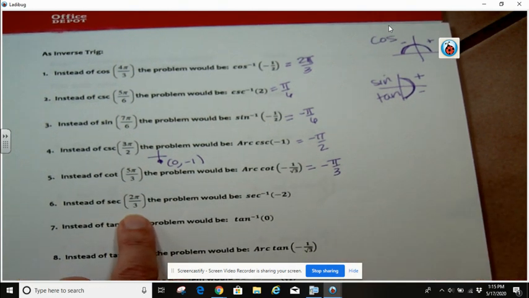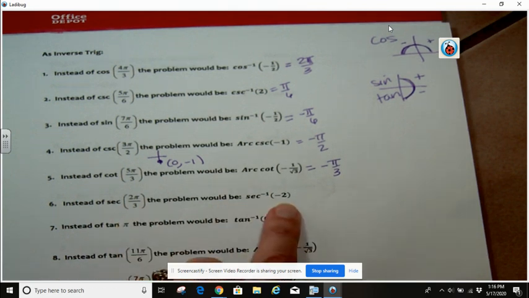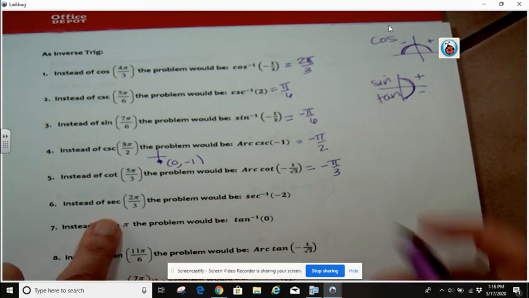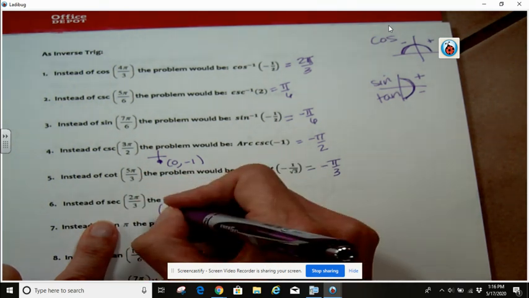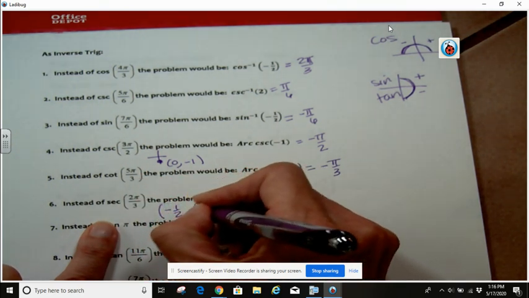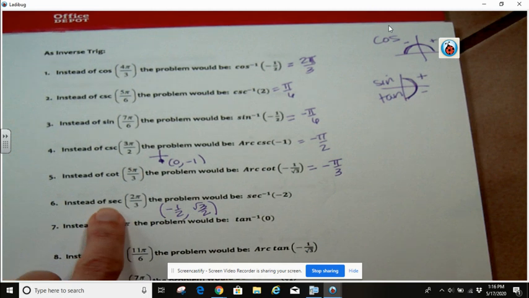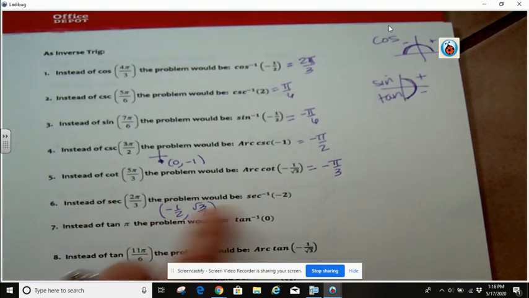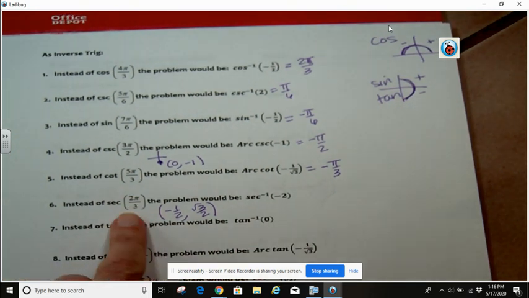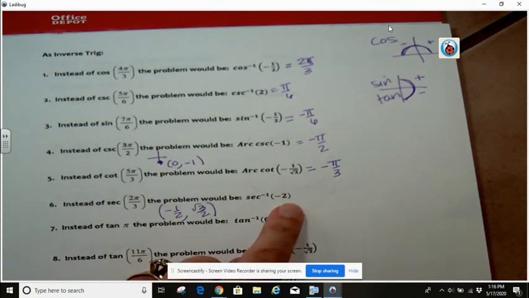Okay. Instead of the special angle problem being secant of 2 pi over 3, and when we answered that, we came up with an answer of negative 2. The inverse trig problem was tell me the angle whose secant is negative 2. Okay, so remember this ordered pair, it was negative 1/2, square root of 3 over 2, and we took the reciprocal of the cosine. That's how we got the negative 2. So we know that this is the angle that gives us a secant value of negative 2.